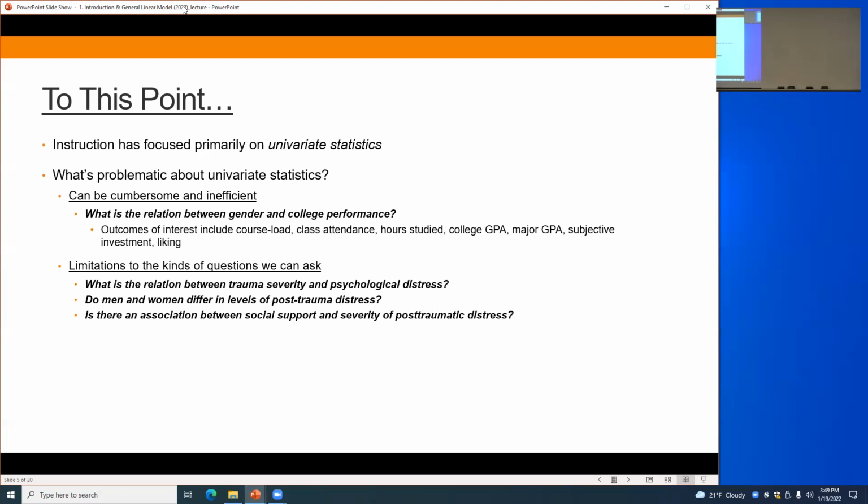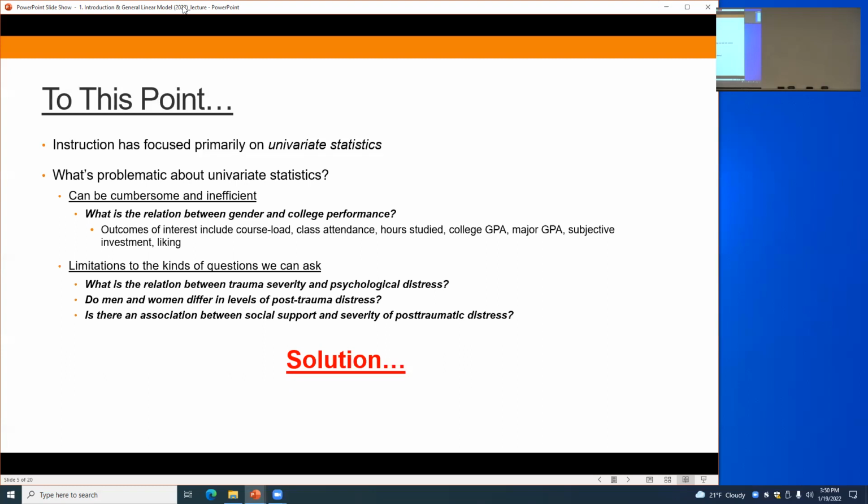These are trauma-related questions because it's easier for me to come up with trauma-related questions. But with my univariate statistics, I can ask, what's the relation between trauma severity and psychological distress? Is the severity of the trauma associated with distress? Do men and women differ in psychological distress, right? Is there an association between social support and PTSD severity? These are all fine questions to ask, but they start to get pretty rudimentary and pretty boring. If we've been doing this long enough, this starts to become not interesting, right?